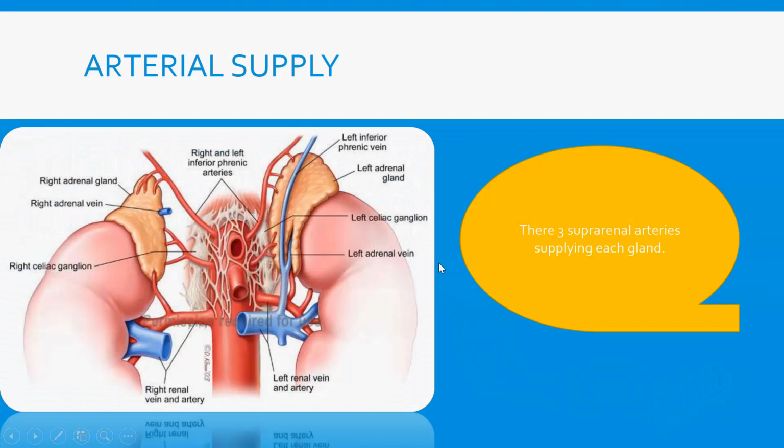Its arterial supply. There are three suprarenal arteries supplying each gland. The superior suprarenal artery, which comes from inferior phrenic artery, and the middle suprarenal artery, which comes from the aorta itself, and the inferior suprarenal artery, which is from the renal artery.